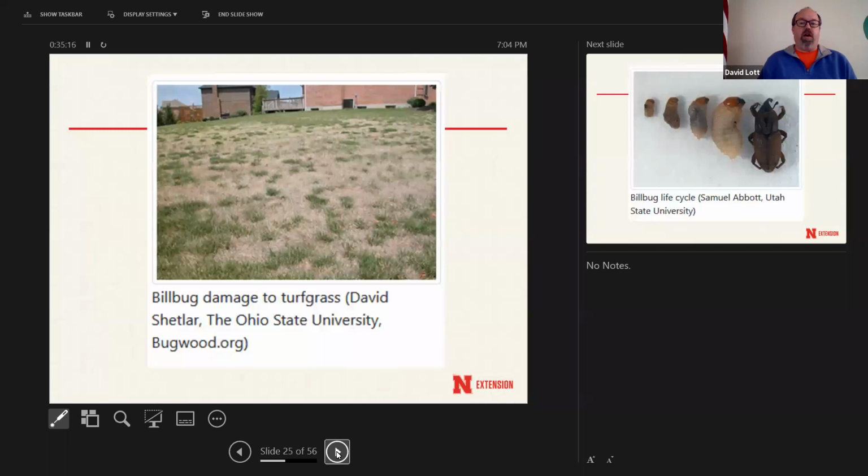And here are some pictures of what that damage looks like. It's just spotty here and there, because you'll see the crowns of the plants that weren't killed. The crowns of healthy plants are still alive. The crowns of the billbug damaged plants are done because they chewed them off. So some pictures from Ohio State Extension.